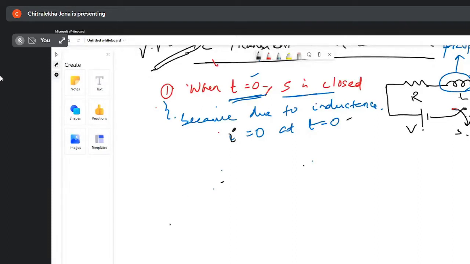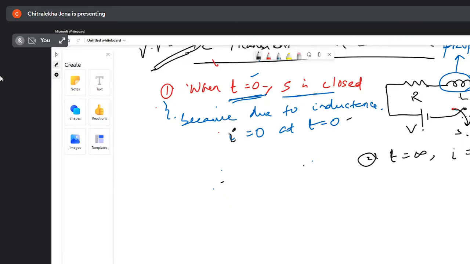Now, you tell me, when t is at infinite, what will be the condition of the circuit? A long time the switch has been closed. What will be the current? Current will be equal to how much?